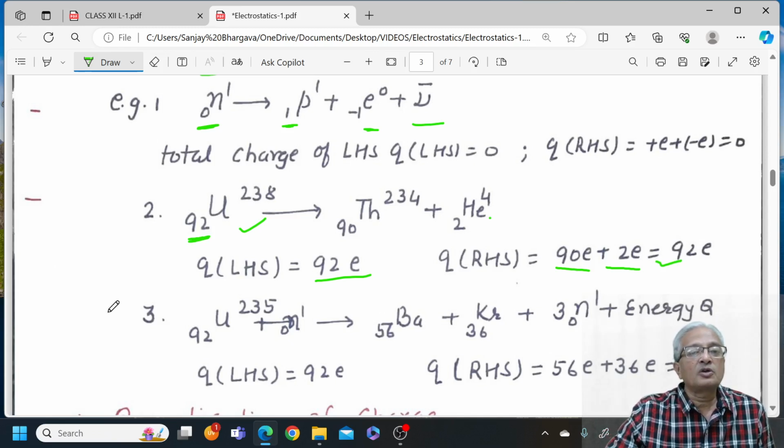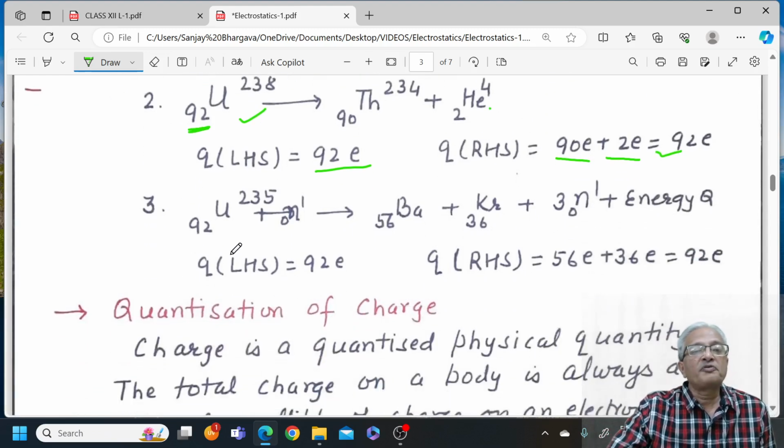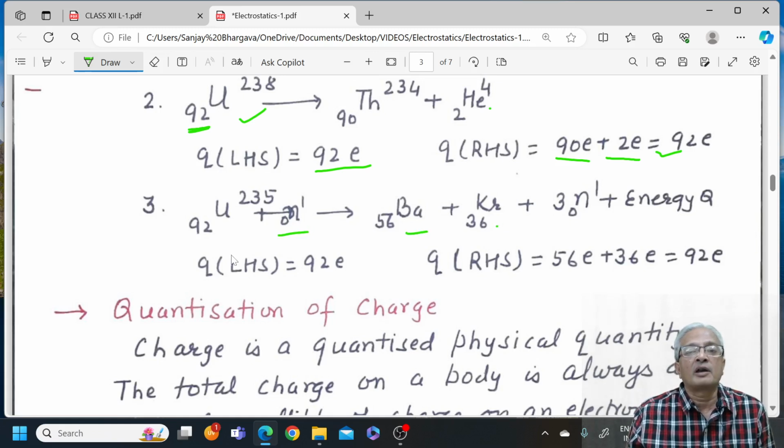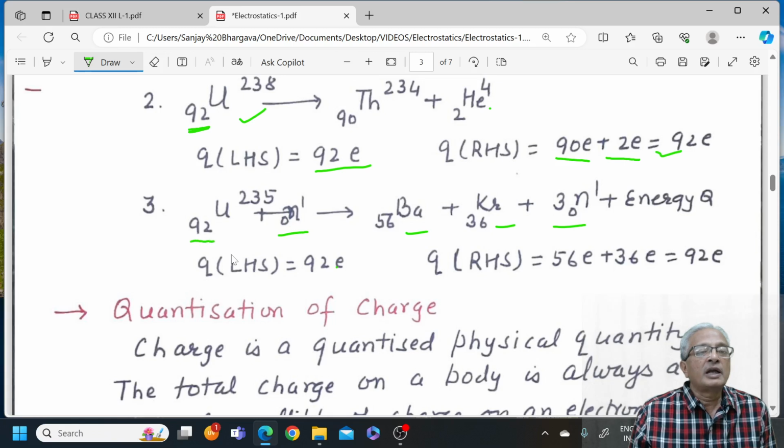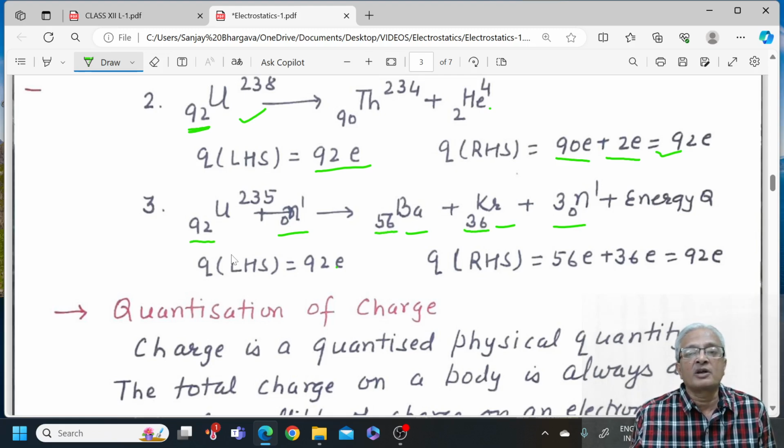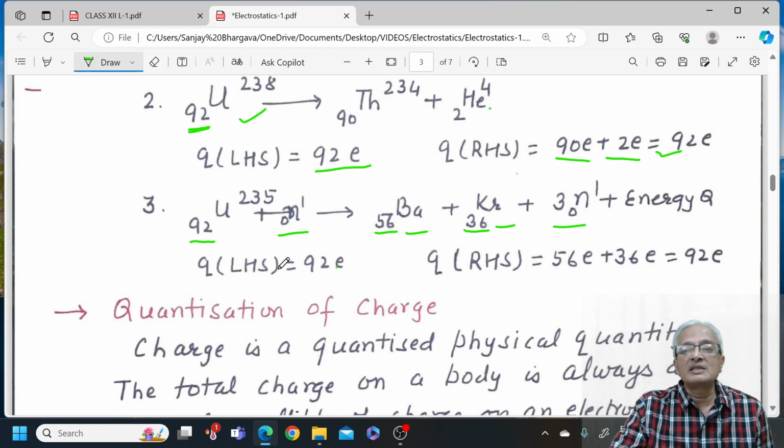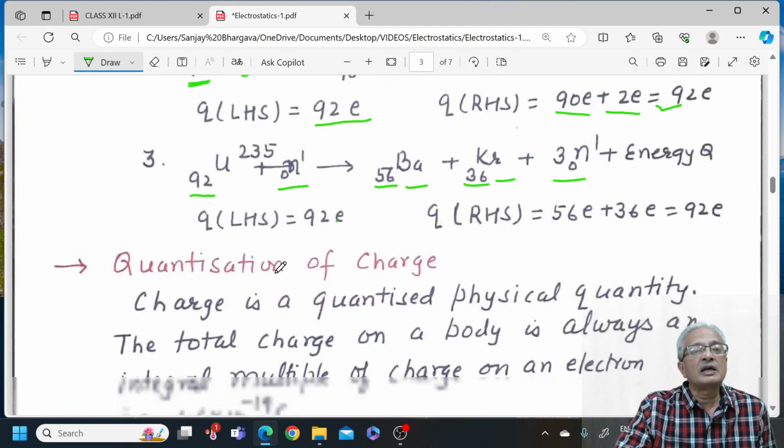Another example that you can talk about is the process of fission. Uranium-235 bombarded by a slow moving neutron gives barium, krypton and 3 neutrons. What is the total charge on the left hand side? 92 times the electronic charge. And on the right hand side, 56 times the electronic charge plus 36 times the electronic charge, once again giving me the total of 92 times electronic charge. Hence, all these processes exhibit total charge on the left hand side the same as the total charge on the right hand side. Therefore, the equations are physically permissible.